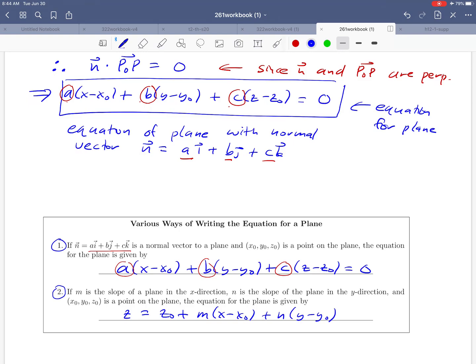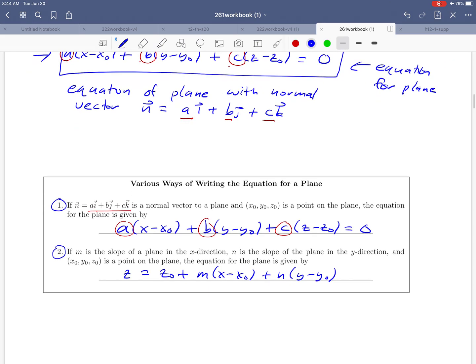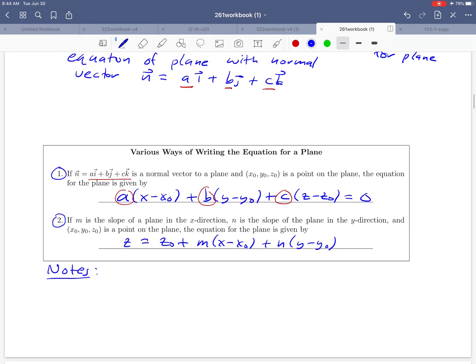And you have your choice as to which formula you want to use if you have a problem that asks you to find the equation of a plane. The comment that I'd make is, depending on what information you're given, one formula might be easier than the other. And you have to decide based on the situation which one you want to use. So let's make a couple of notes here, just to tie all of this together.